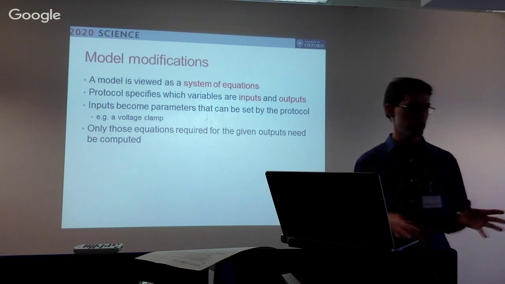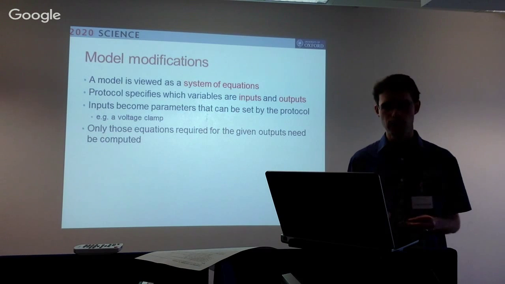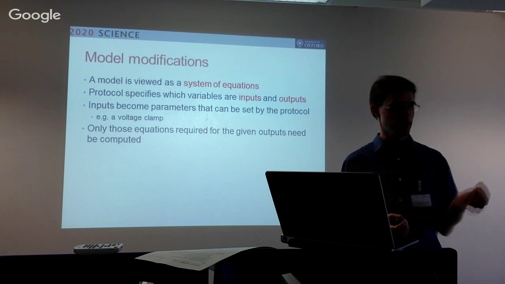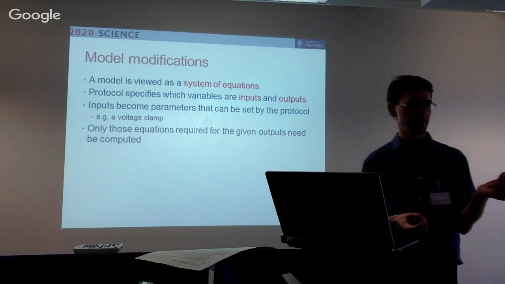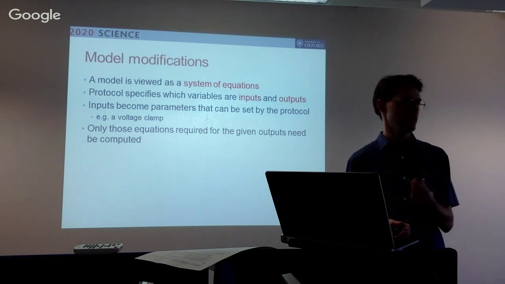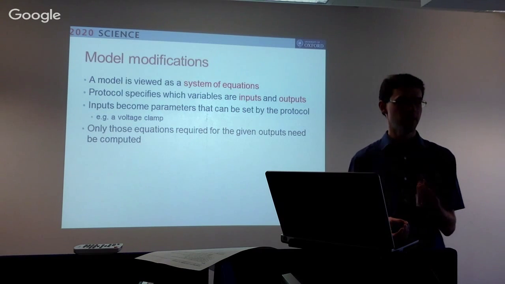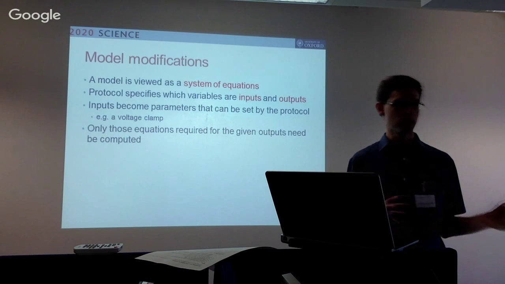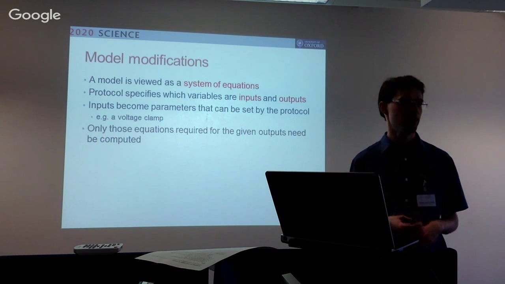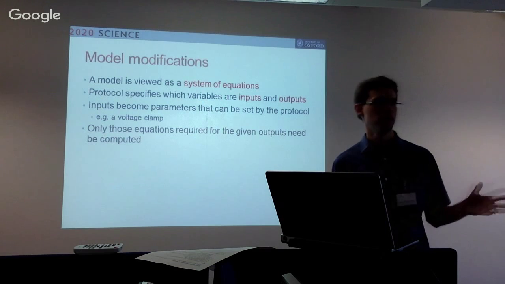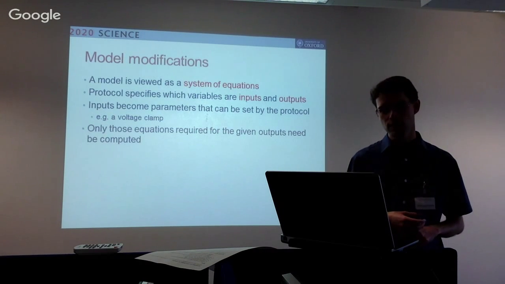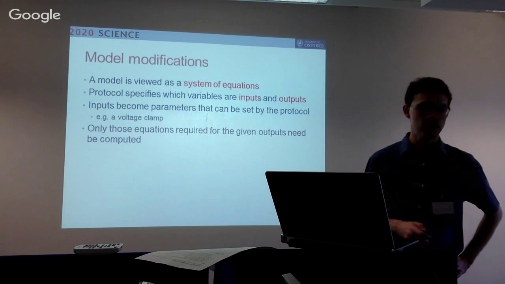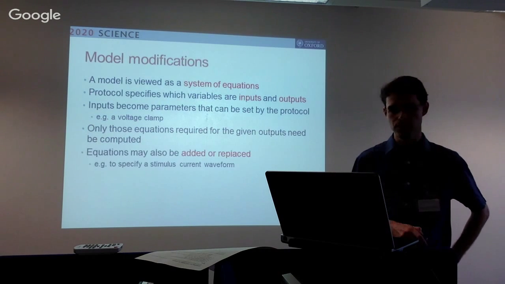So we specify inputs and outputs for the model. Inputs become parameters that the protocol can set. Either it might be that the variable is a state variable and you want to let it continue being a state variable and varying, but just at some time points you want to be able to change it instantaneously. Or it might be that you want to throw away the equation and make it just a fixed parameter of the model, and both of those are supported. And only the equations needed for the particular outputs are actually evaluated, as we've mentioned before.